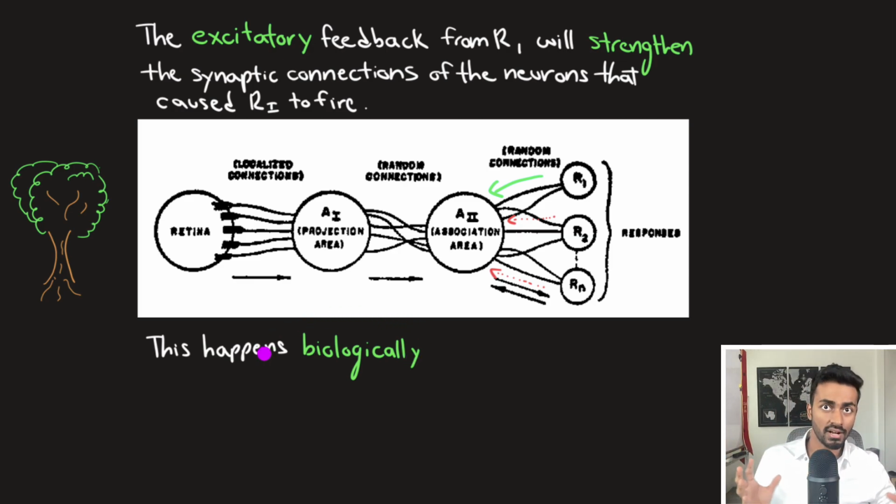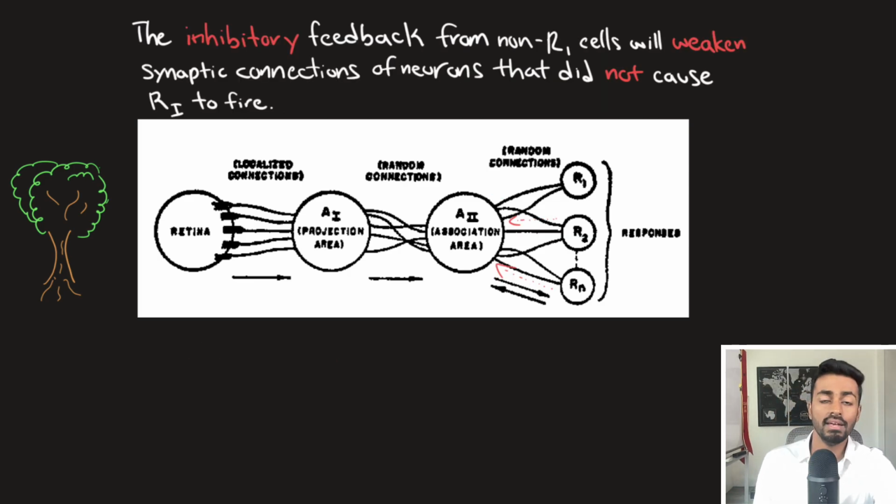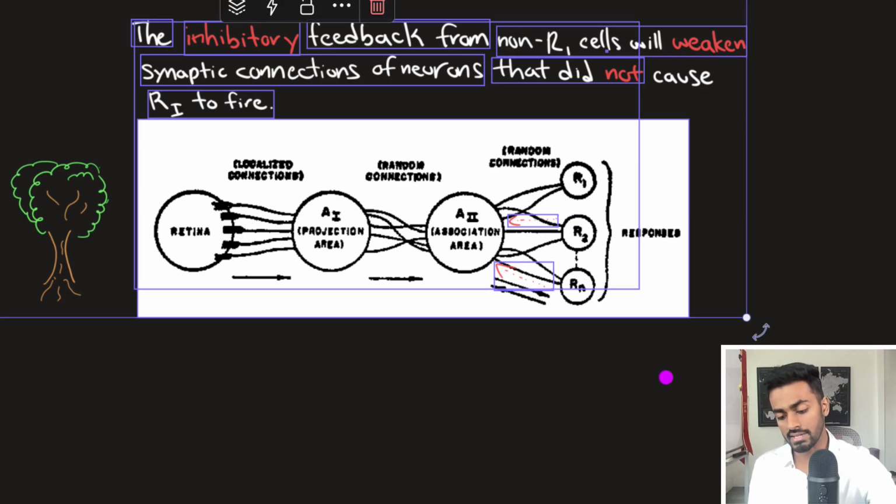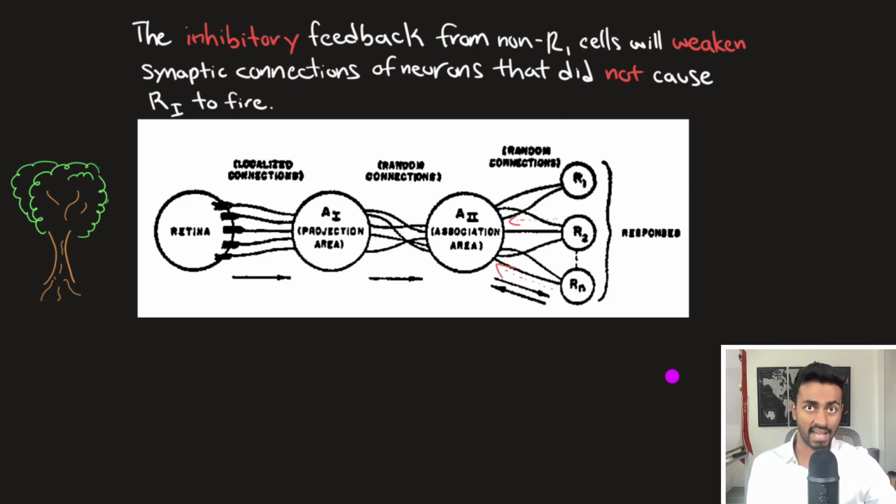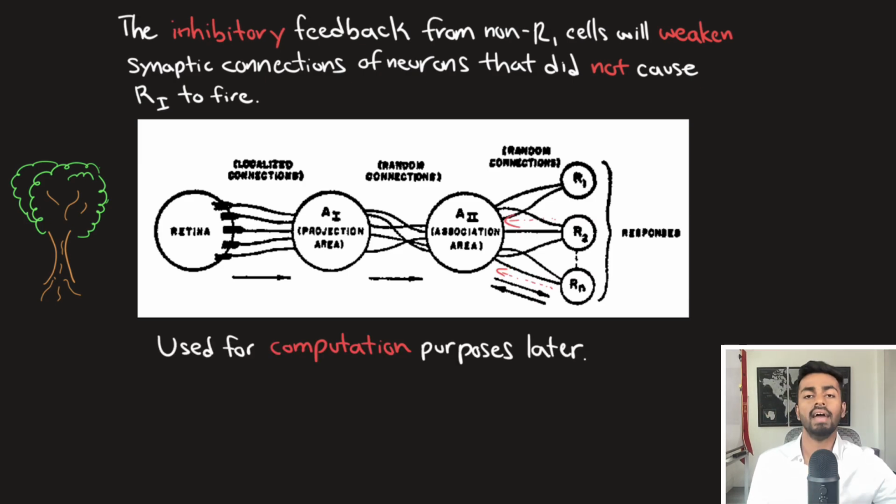But what the perceptron is now doing is the inverse of this, where instead of excitatory feedback strengthening synaptic connections, we will have inhibitory feedback coming from all of these other responses in order to weaken synaptic connections that didn't fire. Why do we do this? Mostly because of computational purposes. And we will see this in the perceptron algorithm in a future pass.